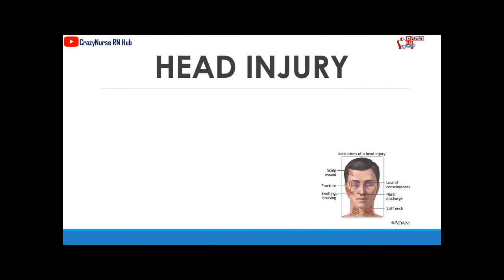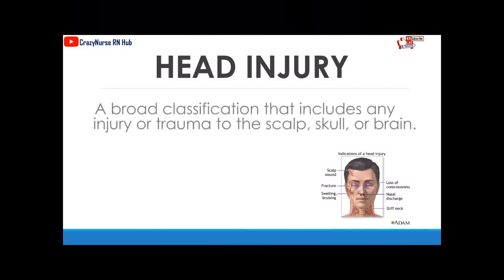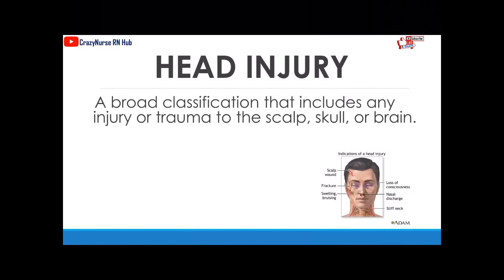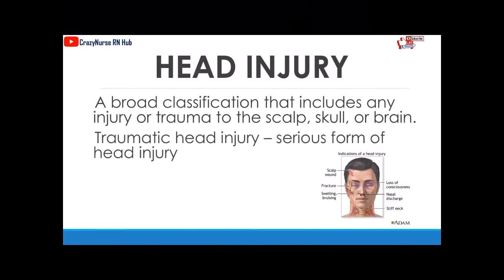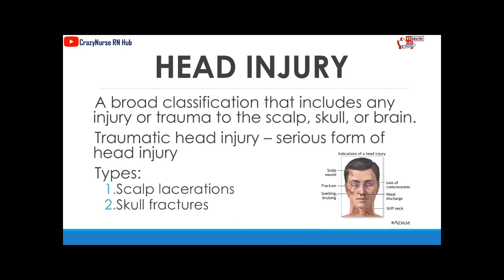Next, we have your head injury. It is a broad classification that includes any injury or trauma to the scalp, skull, or brain. A serious form of head injury is traumatic brain injury. So we have here different types of your head injuries. First, we have your scalp lacerations, skull fractures, and head trauma.